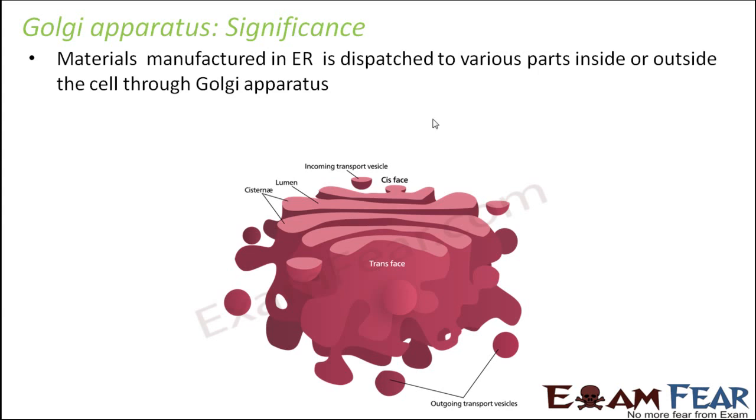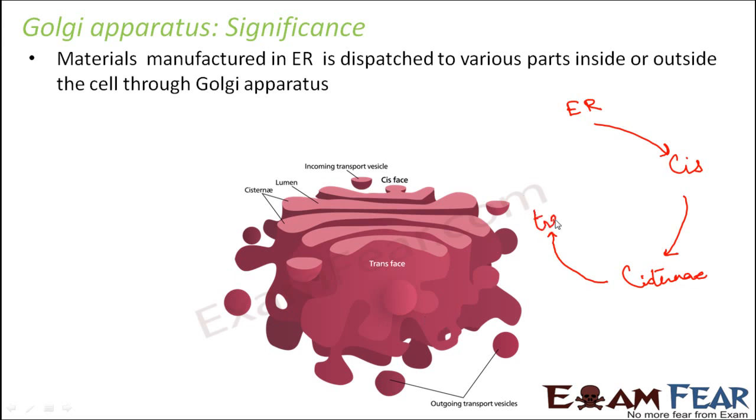So basically how does this entire process take place? In the endoplasmic reticulum, lipids and proteins are synthesized. So they will be passed to the cis phase. The cis phase will receive those materials. From the cis phase, it will pass through the cisternae. From the cisternae, it will reach the trans phase. And from the trans phase, it will go outside. Right? So that is how the process takes place. Clear? So it starts from the endoplasmic reticulum and then it is transferred to different parts of the cell.